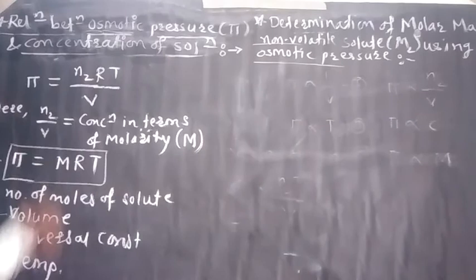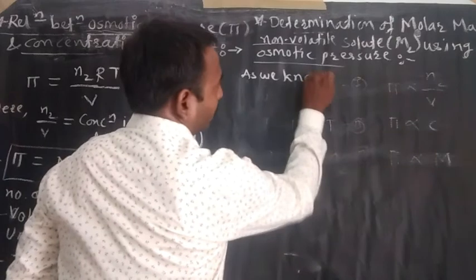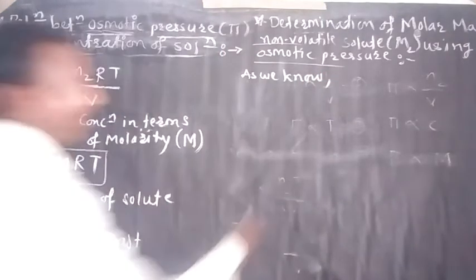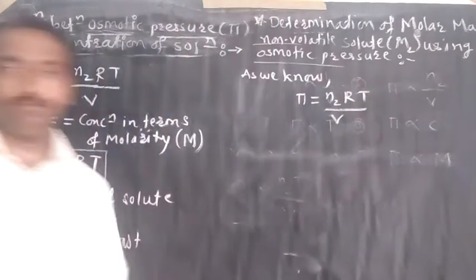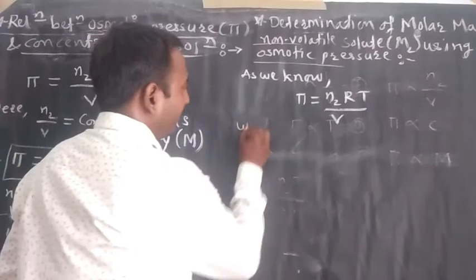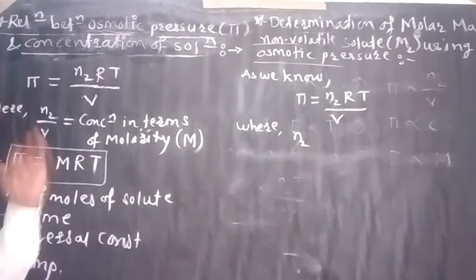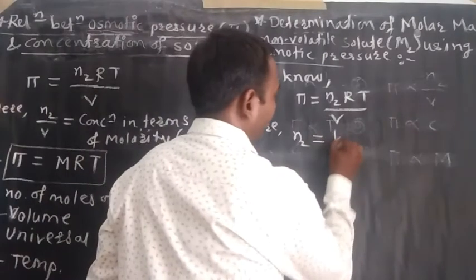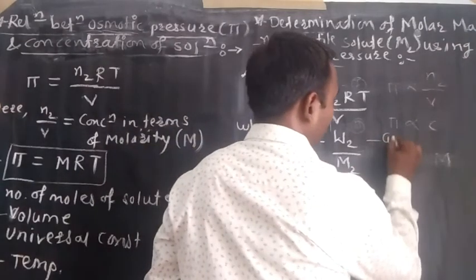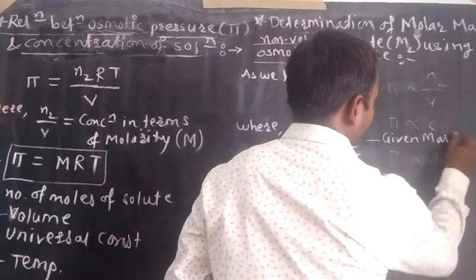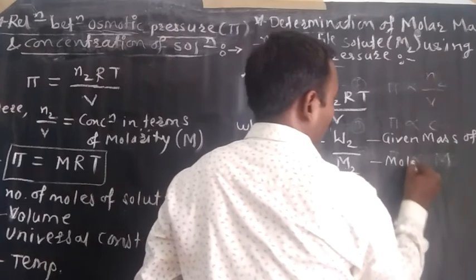As we have one relation, we have already studied that equation, pi is equal to n2RT upon V, where n2 stands for the number of moles of solute, and n2 is nothing but the given mass of solute upon molar mass of solute, where W2 is given mass of solute and M2 is the molar mass of solute.